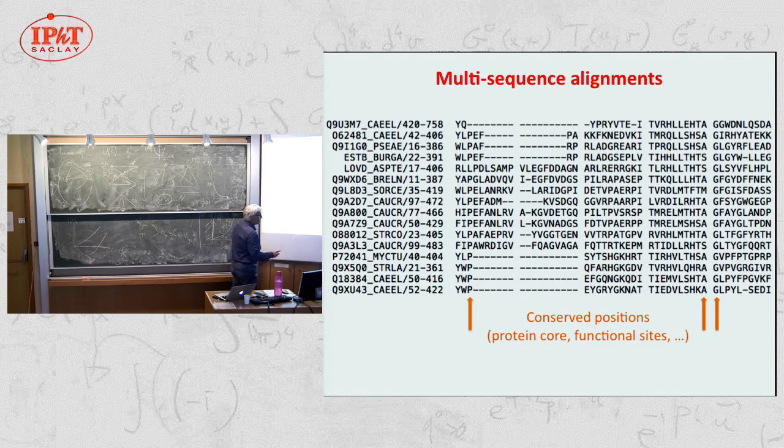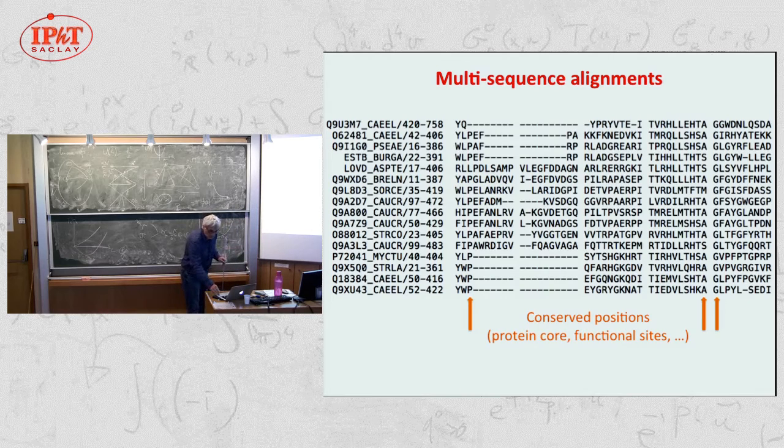So where are these conserved positions? They may be in the protein core, right inside the protein, where changes or mutations are much more likely to disrupt the structure. Or they may be in functional sites, on the boundary of the protein, the surface, where actually the content of the amino acid is very important for the specificity of a function. So if you change it, you will change specificity, so the protein won't be functional anymore.